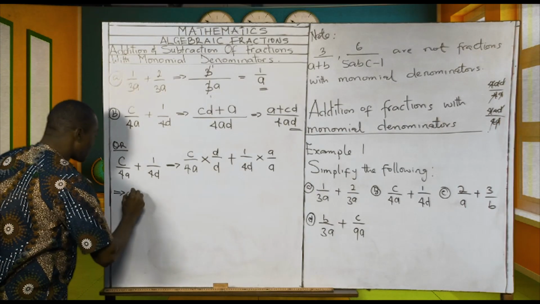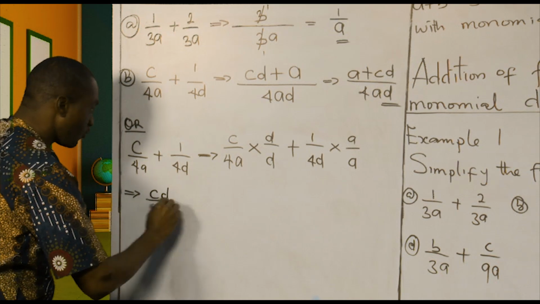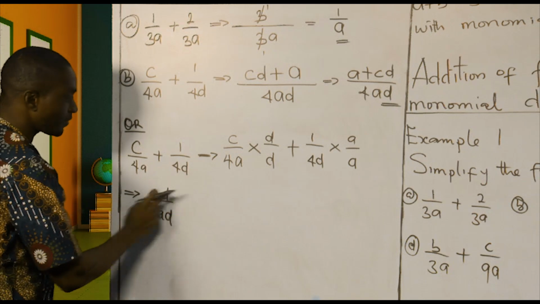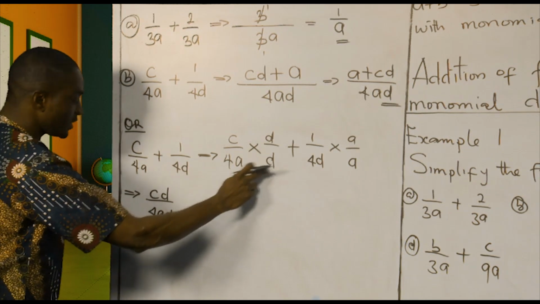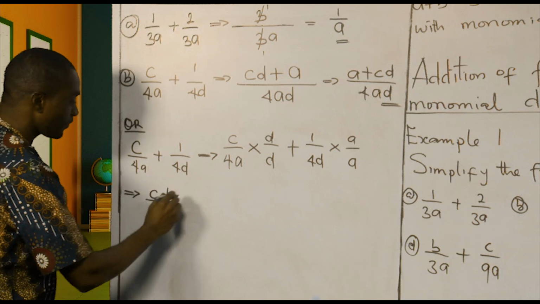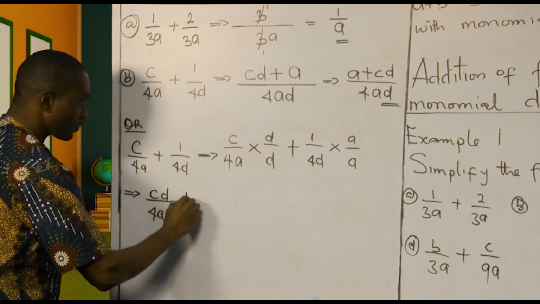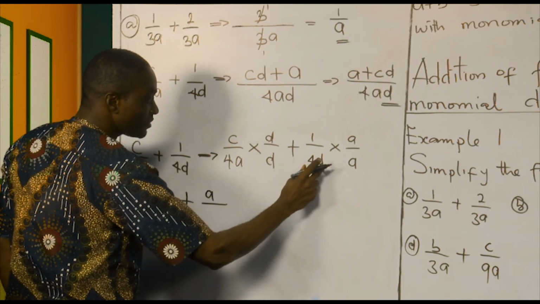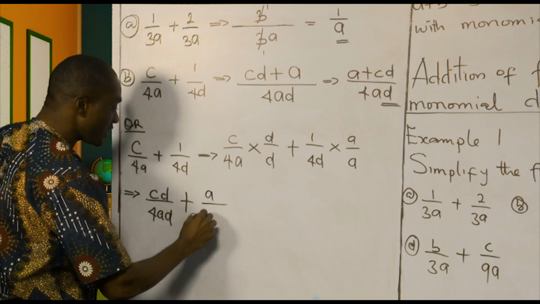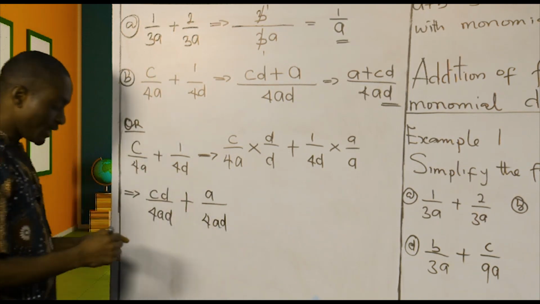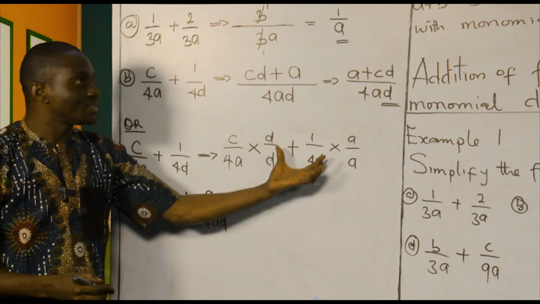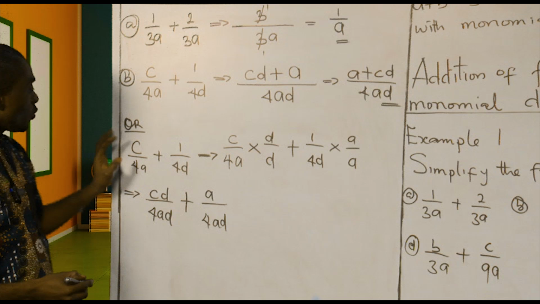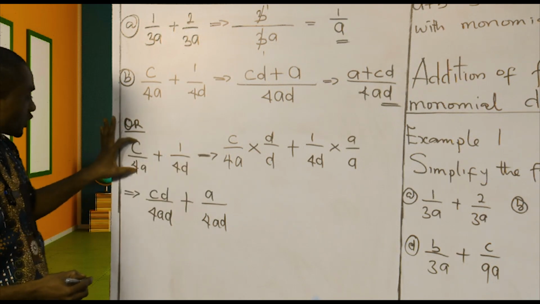Now this will give us cd over 4ad. c multiplied by d is cd, and 4a multiplied by d will give us 4ad. Plus 1 multiplied by a will give us a over 4d multiplied by a, which gives 4ad. The essence of doing it like this is what we call an equivalent fraction. So I found the equivalent of this fraction.